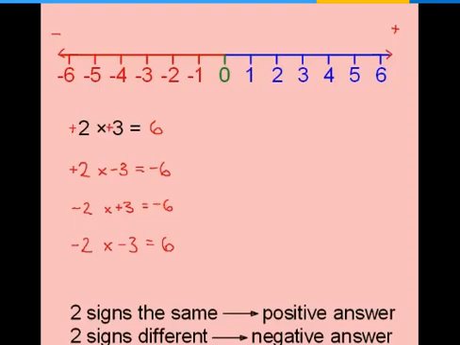So for example, if I had 4 times minus 5, I know that 4 is a plus 4. So my signs are different, that tells me it's going to be a negative answer, and 4 times 5 is 20. If I had minus 2 times minus 8, I can see that my signs are the same, that tells me it's going to be a positive answer. I could write a plus, but I'm not actually going to. And then 2 times 8 is 16, so that tells me the answer is 16.